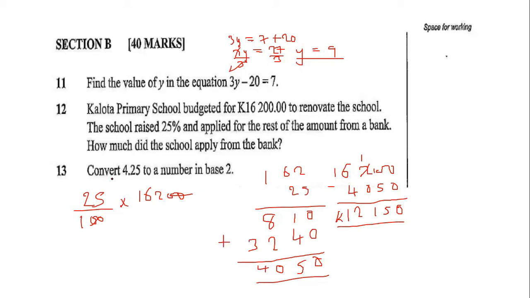All right. So now convert 4.25 to a number in base 2. So this number here, we have to convert these separately. So the first conversion, we are going to convert 4. So converting the number 4 to base 2, this is what you do. You're just dividing by 2.